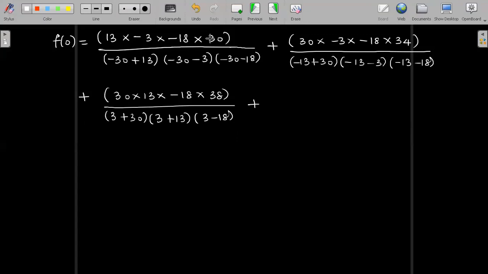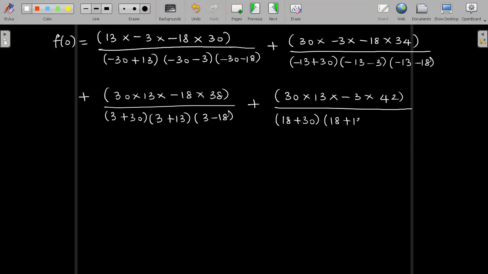I have included the multipliers x0, x1, x2 here only because each is also a product along with the numerator. And the last term is 30 into 13 into minus 3 into 42. 42 is nothing but x3. The whole divided by 18 plus 30 multiplied by 18 plus 13 multiplied by 18 minus 3.